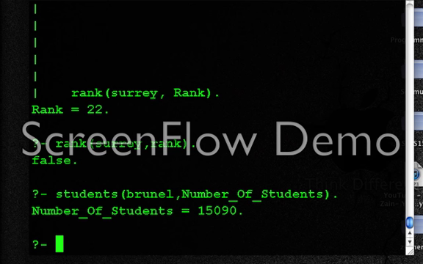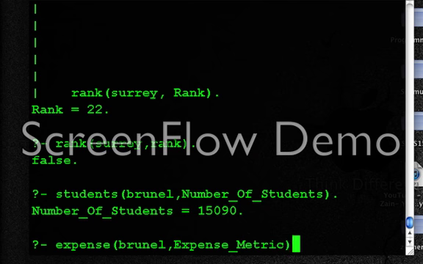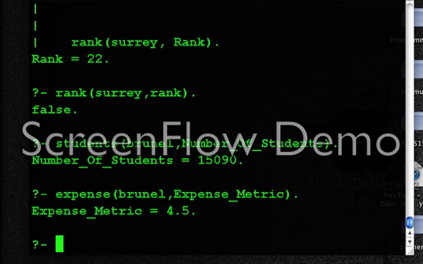But yeah, what else? The expense. To be honest, it's all the same. So we have Brunel again, and then just make sure this is capital, the first letter in the sentence. Then we have expense, and it gives the expense. Okay, you're going to have the group Russell.